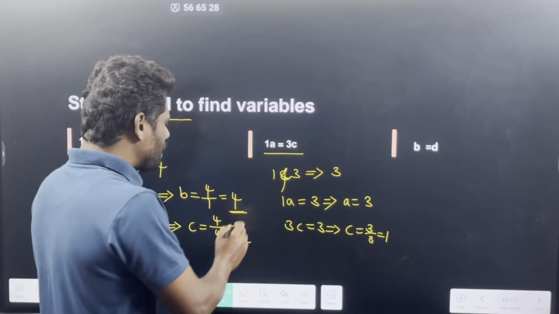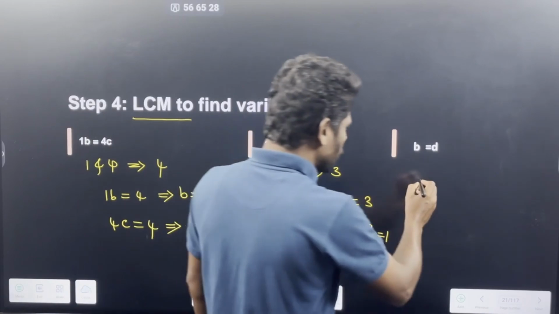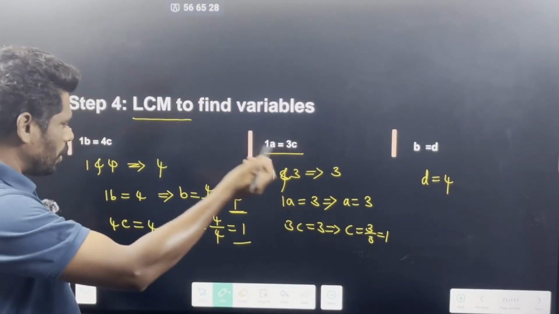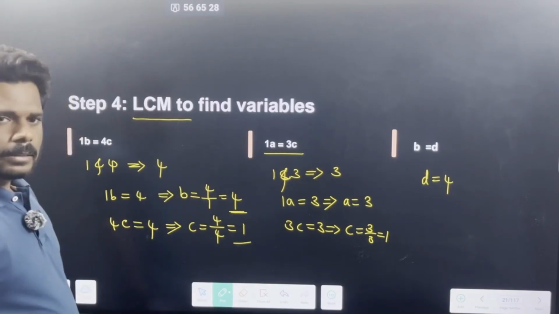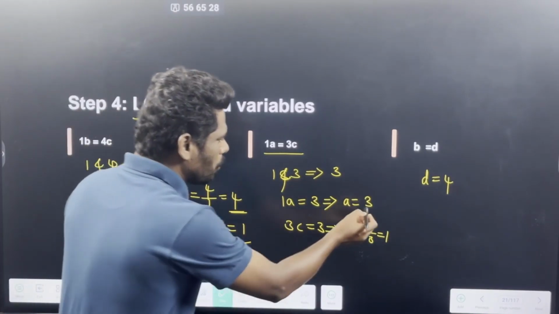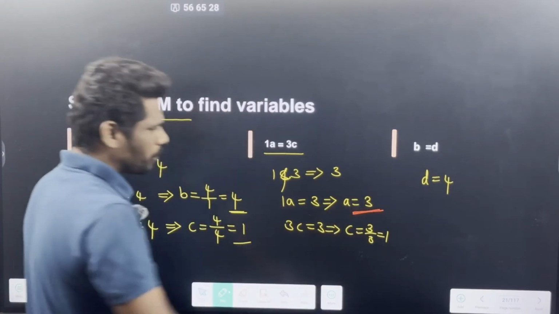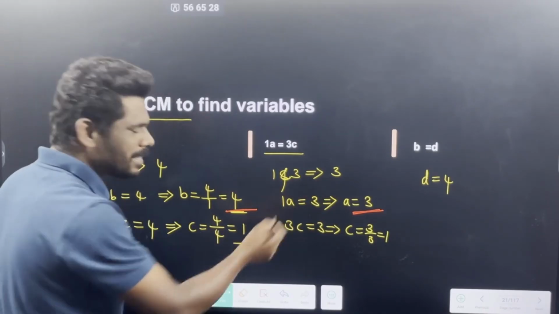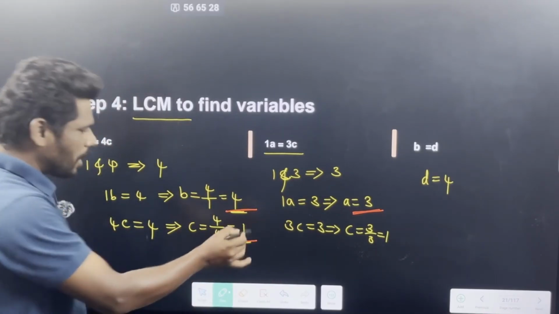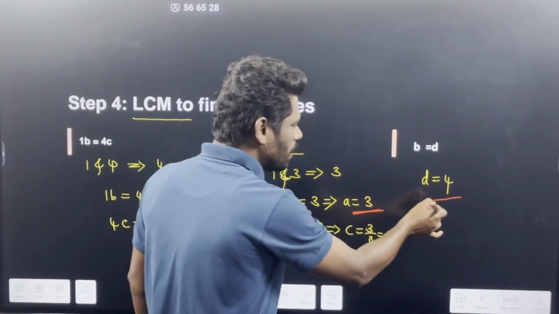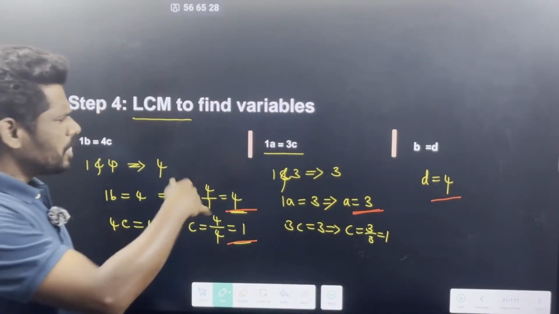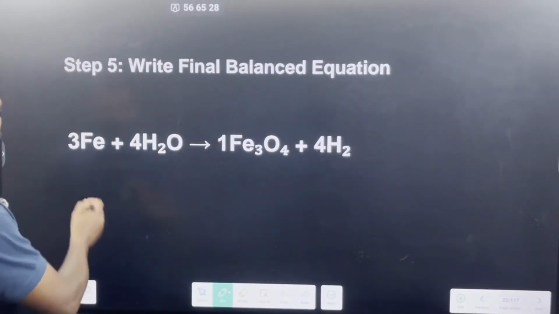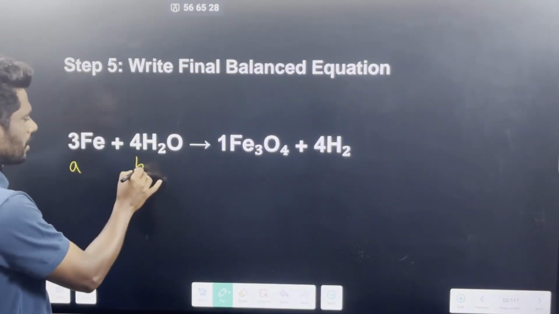So we got the value of B as 4. From that equation B equals D, that's why we can write the value of D as 4. So now if you look at all the calculations, A value is 3, B value is 4, C value is 1, and obviously the D value is 4. Now just plugging these values in the equation will give you the finally balanced equation.